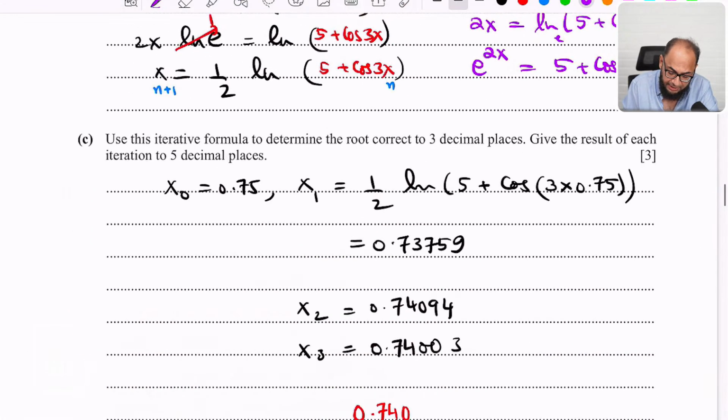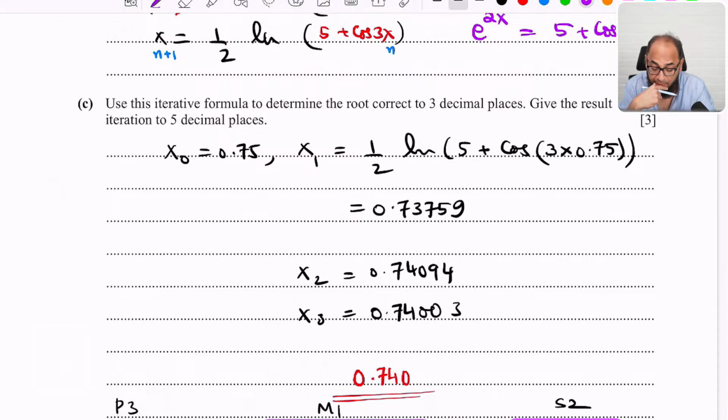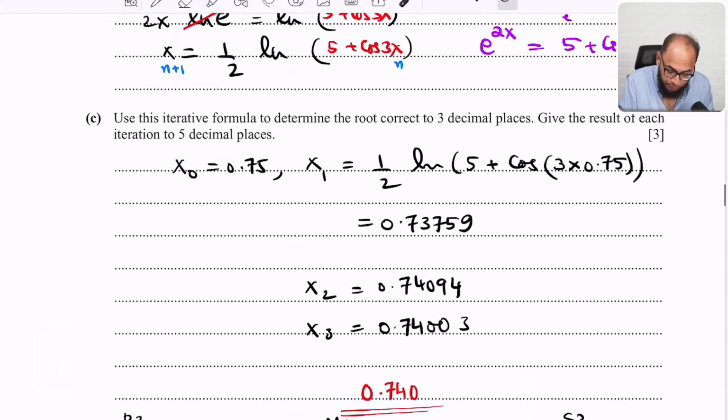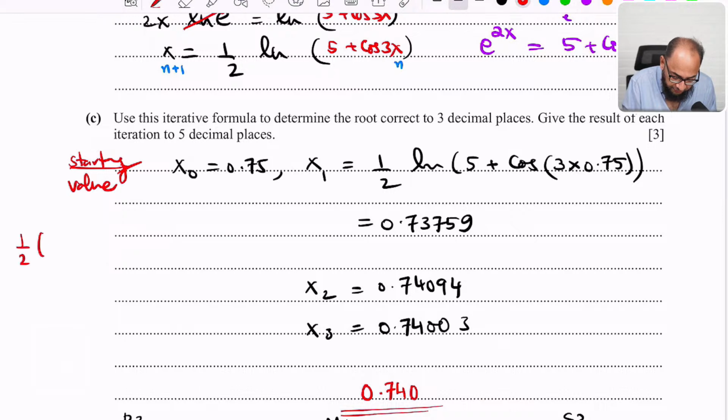So now the third part, and before we go to that, the examiner report. It says use the iterative formula to determine the root correct to 3 decimal places. Give the result of each iteration to 5 decimal places. It says the root lies between 0.7 and 0.8. So we start with the starting value, which is half of 0.7 and 0.8. That is the best value. Therefore, it comes out to be 0.75. So that is the starting value, the input value.